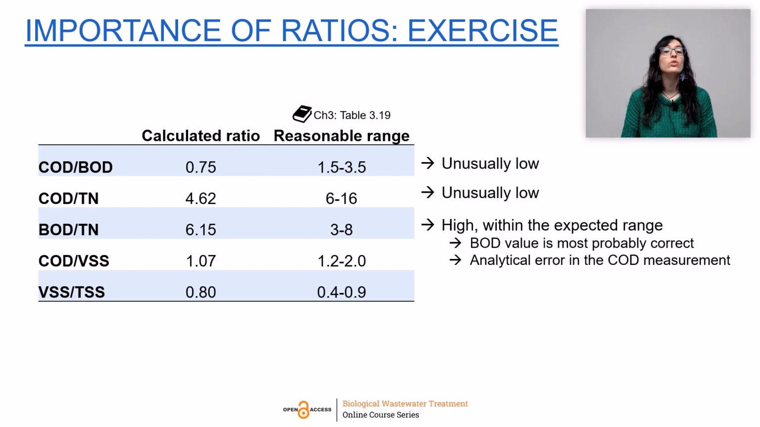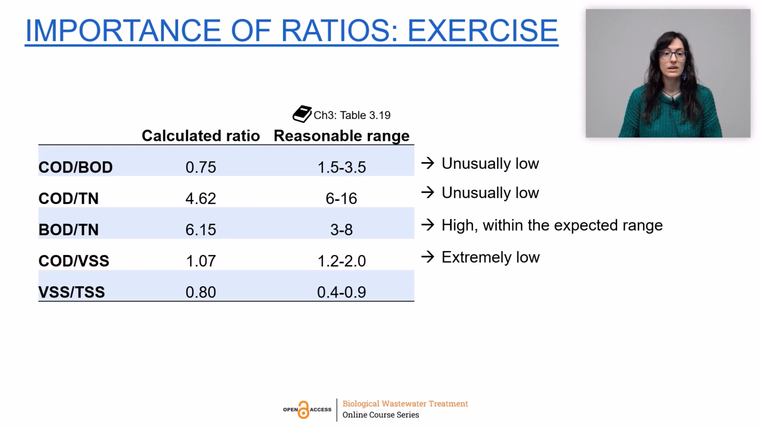If we analyze now the BOD to total nitrogen ratio, we can see that it is high, but within the expected range. And this indicates that the BOD value that has been measured is probably correct, and there's probably an analytical error in the COD measurement. If we take a look now at the COD to VSS ratio, we can see again that it is extremely low and also below the reasonable range for wastewater. Finally, if we take a look at the VSS to TSS ratio, we see that it is medium-high, but within the expected range.